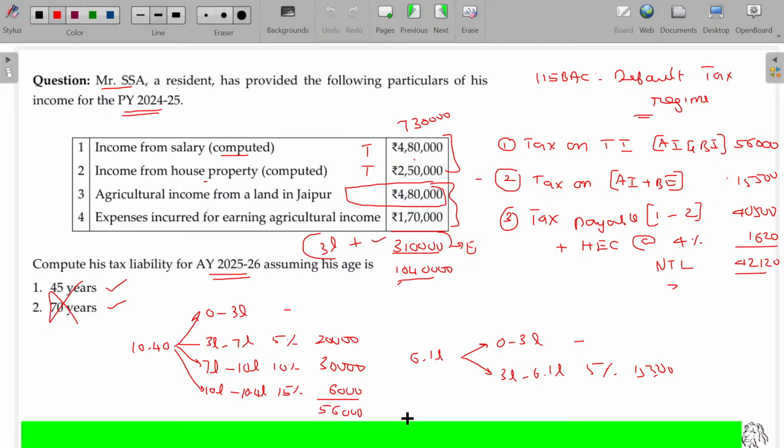Three steps. Step number 1: club agri and non-agri income and calculate tax on that. Next, take agri income plus basic exemption limit, add them, and calculate tax. Now subtract the second from the first. That's the ultimate tax payable. With that, add health and education cess, if applicable.